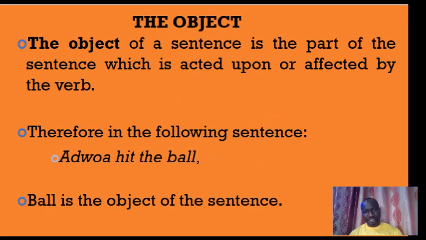Let's go to the object. The object of a sentence is the part of the sentence which is acted upon or affected by the verb. Therefore, in the following sentence, "Ajua hit the ball," ball is the object of the sentence because it is the ball which is receiving the effect of what the subject does through the verb in the sentence.